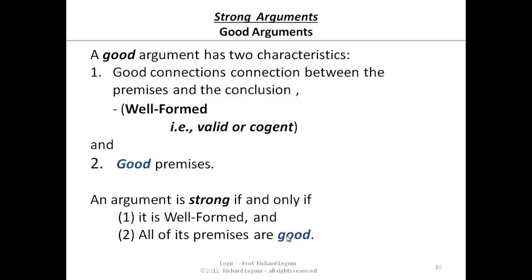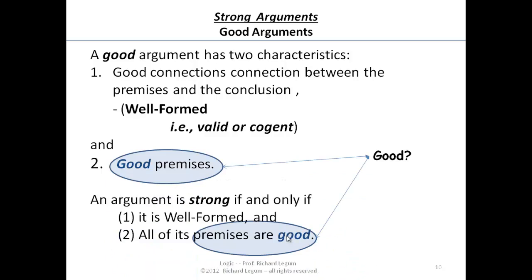And we could say an argument is strong. Well, that's when it's a good argument. Remember, we can't use sound anymore because sound was just for valid arguments. But an argument is strong if and only if it's well formed, that's valid or cogent, and all of its premises are good. Now, what do we mean by good premises?